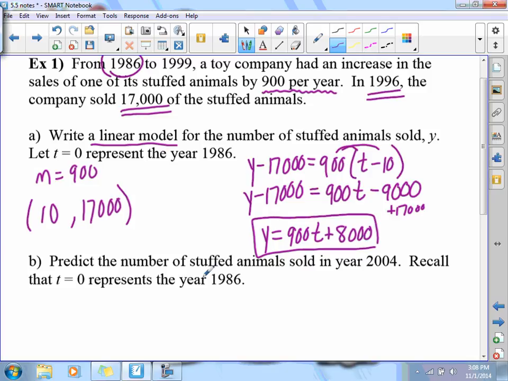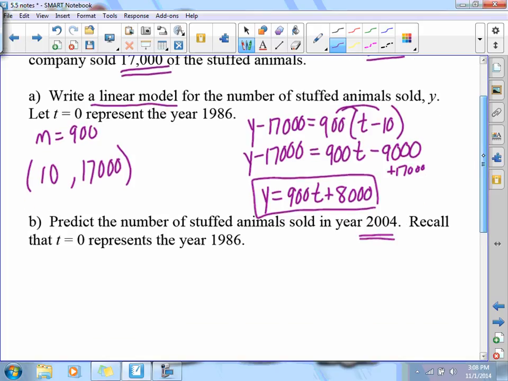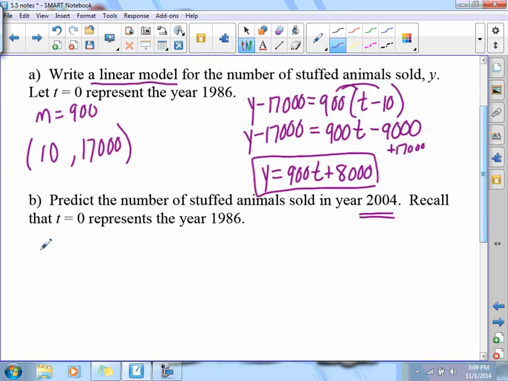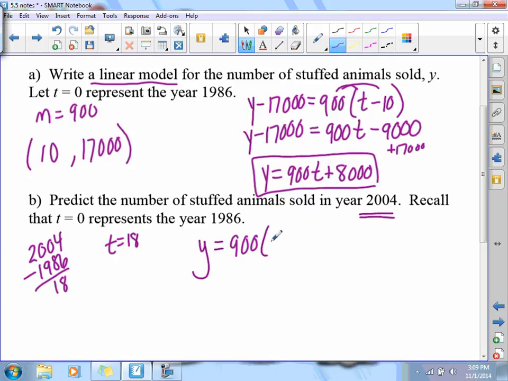Part B says predict the number of stuffed animals that were sold in the year 2004. So remember, the t equals 0, that's the time that this started, so that was 1986. So we have to figure out how much time's gone by from 2004 to 1986. And that's been 18 years. Okay? So that's what I'm going to substitute in for t. That's how much time has gone by. So I'm going to use my equation from part A. So I'll have 900 times 18 plus 8,000.